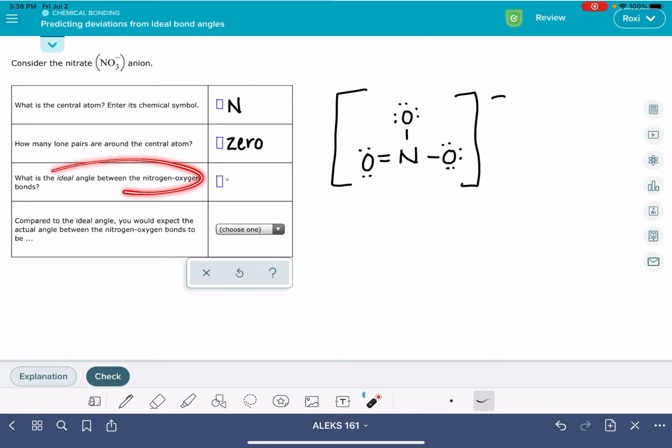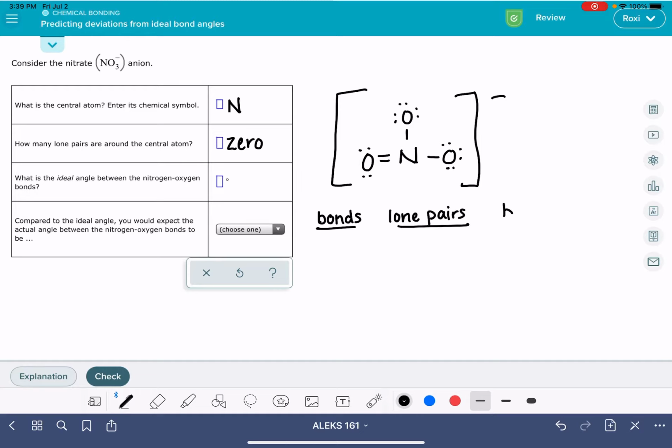So to come up with the ideal angle, you're going to need to consult a table. You definitely have one in your textbook. You can also find them on the internet. You're looking for a table that's going to give you the relationship between the number of bonds on a central atom, the number of lone pairs on a central atom, and then also the bond angle. Now this table is also going to be giving you the shape of the molecule. So you're going to be getting 4 pieces of information in this table. That'll also be shape over here. But for this problem, we're only concerning ourselves with bonds, lone pairs, and bond angle.